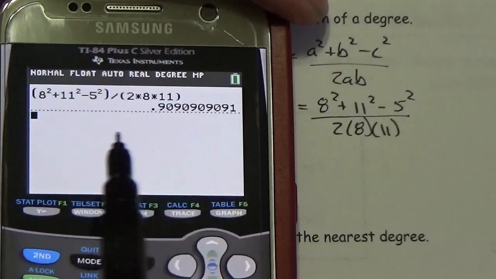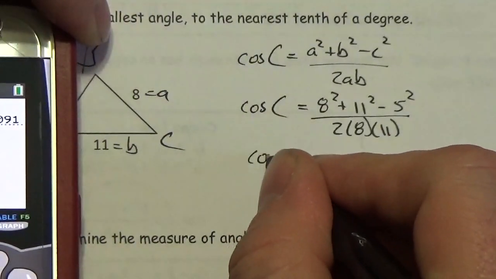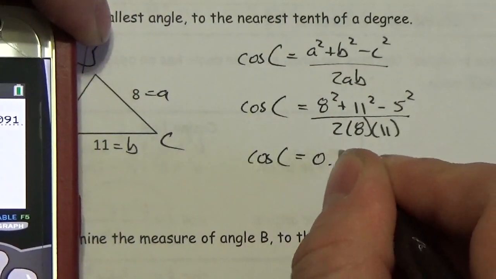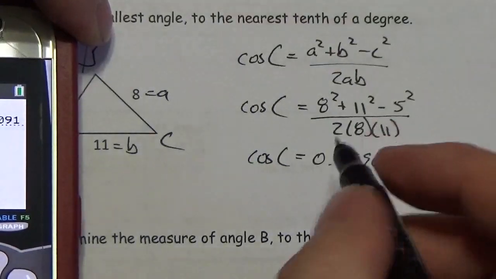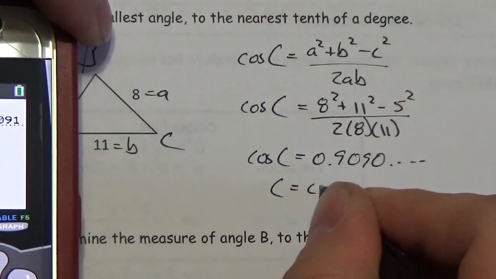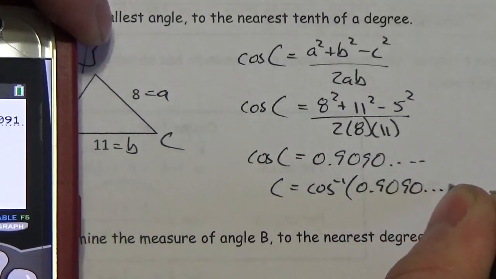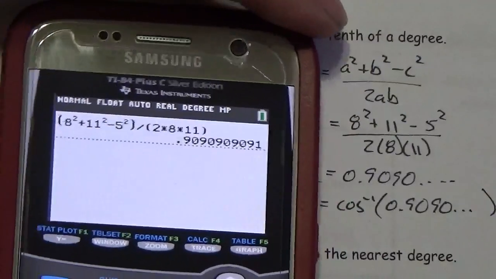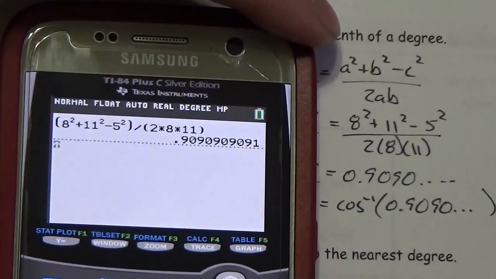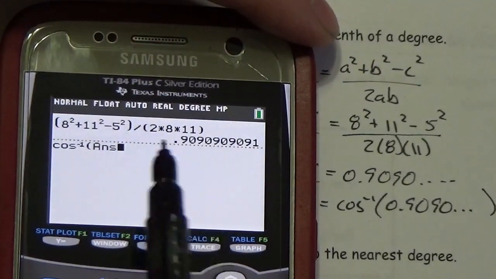And there's our cosine. That's what our cosine ratio is equal to. So the cosine of C is going to equal 0.9090, and that's going to go on and on forever. So angle C is going to be the inverse cosine of that. I'm going to let the calculator help me convert that into an angle here. So it'll be second cosine, to get the inverse cosine of that answer that I just got.